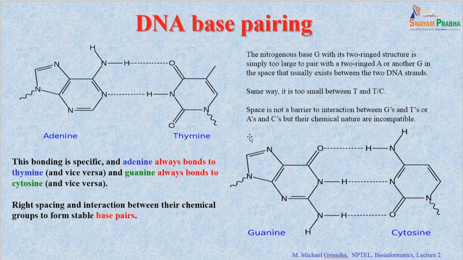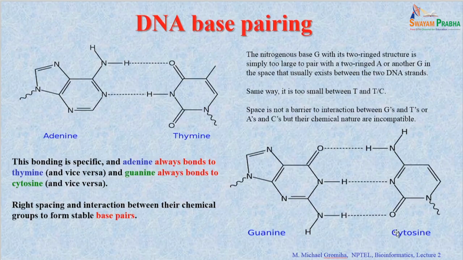So, now how does this base pairing happen? If you have adenine and thymine, they form two hydrogen bonds, and guanine and cytosine are paired with three hydrogen bonds. Why is this pairing specific? Why not with the other bases? Why is A not pairing with G, and T not pairing with C?